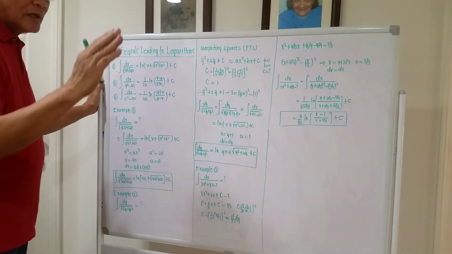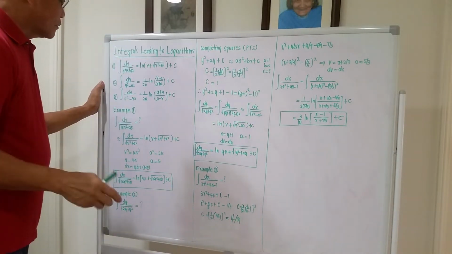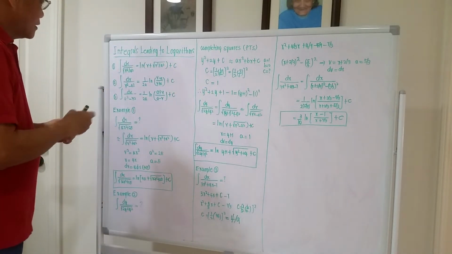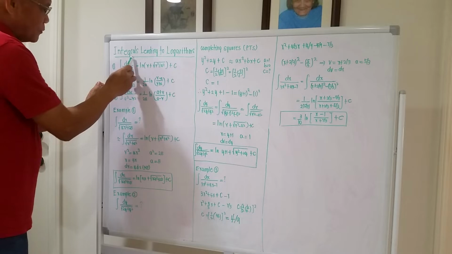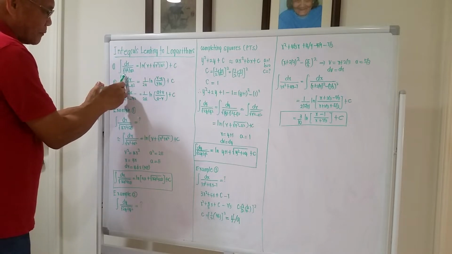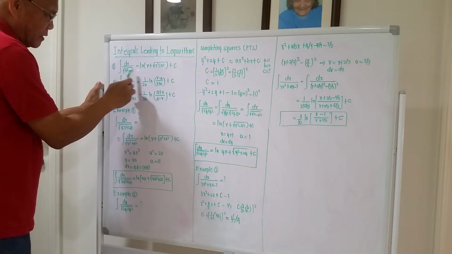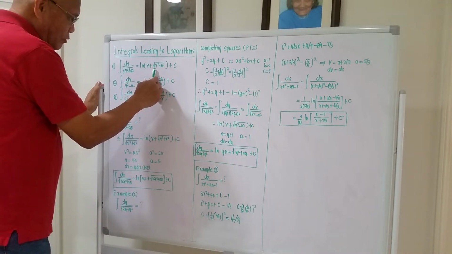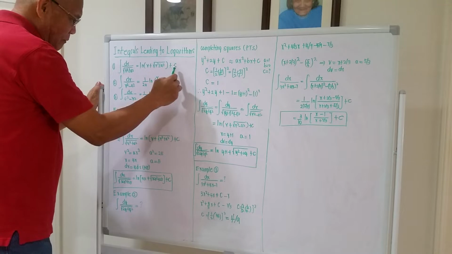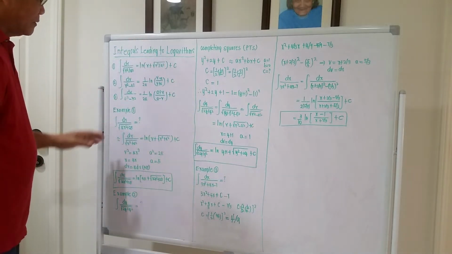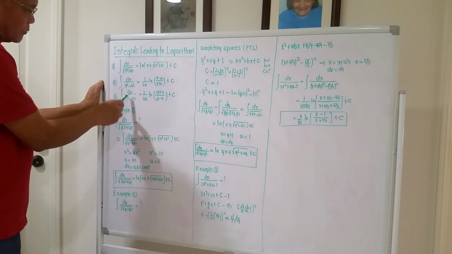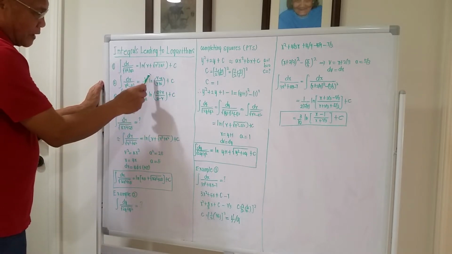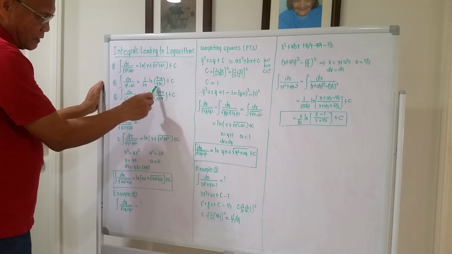I will repeat the three equations I've given you yesterday. First one is the integral of db over the square root of b squared plus or minus a squared equal to the natural logarithm of b plus the square root of b squared plus or minus a squared plus c. That's number one. Number two, the integral of db over b squared minus a squared equals 1 over 2a natural logarithm of b minus a over b plus a plus c.